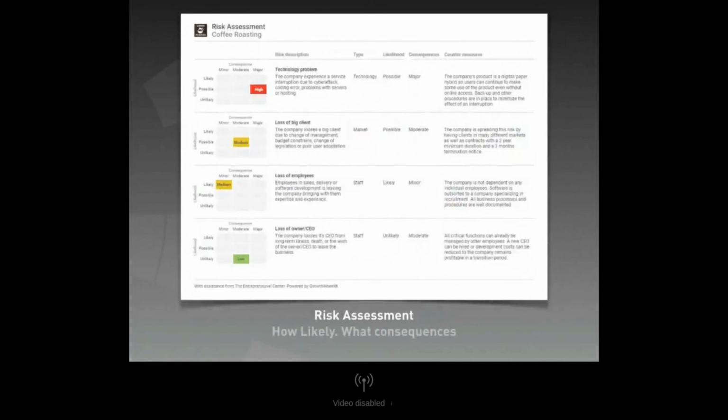So here you can talk about what is the risk description, what type of risk is it, how likely is it, what are the consequences, and then on the right-hand side you'll see it says countermeasures. So here our high risk is a technology problem. So we could have interruption due to cyber attack, coding error, problems with server. And so what's the countermeasure? So what are we going to do in backup and other procedures that are going to minimize the effect of any interruptions versus what's our low risk?